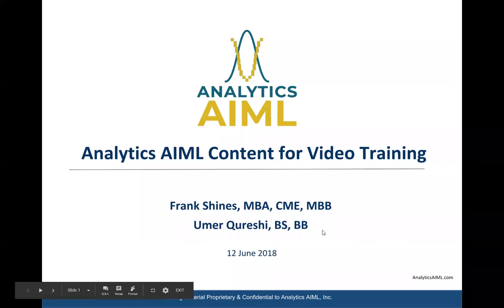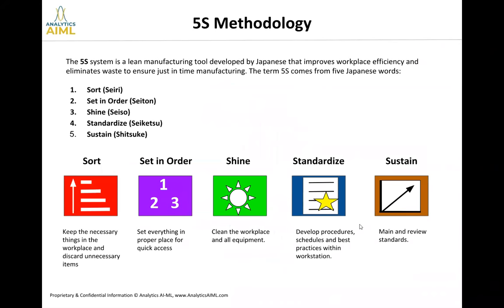Today, the topic of our video is 5S. 5S tools are one of the tools used in Lean Six Sigma, and they were developed by the Japanese to improve workplace efficiency and to ensure lean manufacturing and just-in-time production. The term 5S came from five Japanese words which are translated into English in order as sort, set in order, shine, standardize, and sustain.